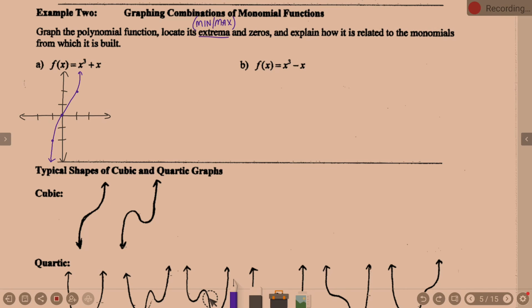So what about local min? Local versus absolute. Like here, this is a local minimum because the rest of the graph goes lower than it. Here we go, here's an absolute max. That graph will never go any higher, right? Here's a local max. It's a high point, but the graph goes higher than it over there.